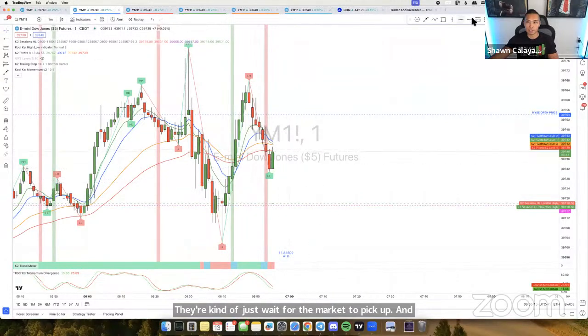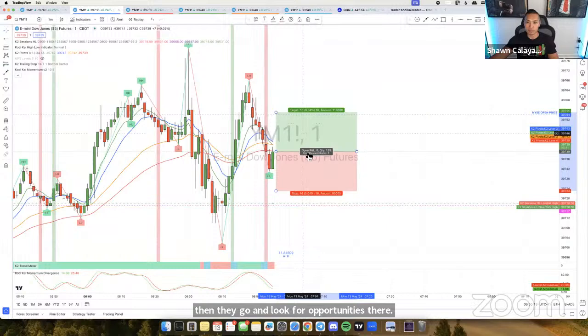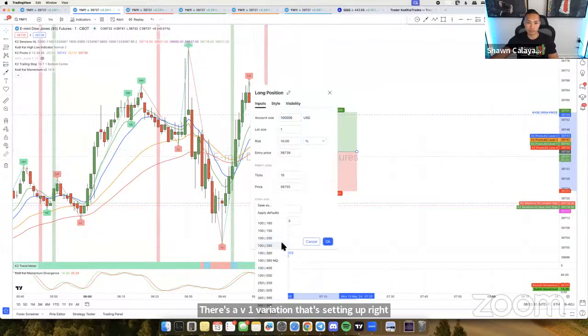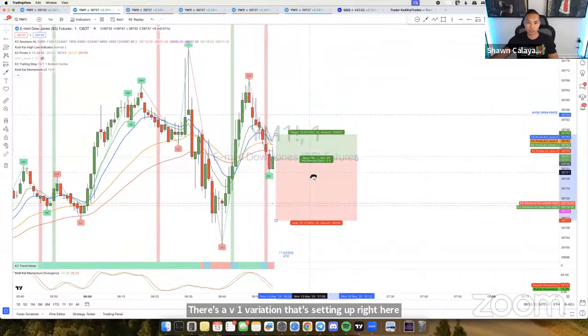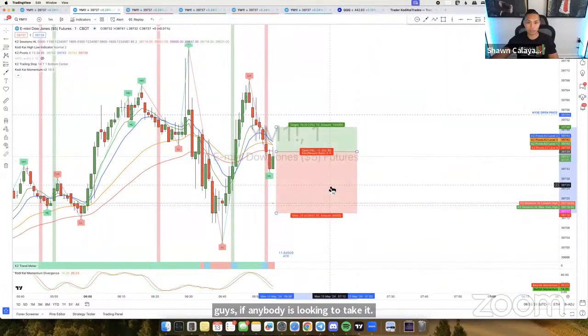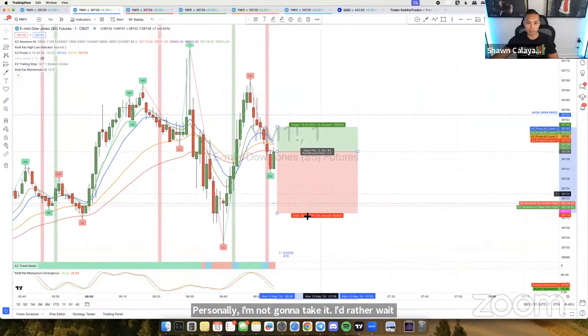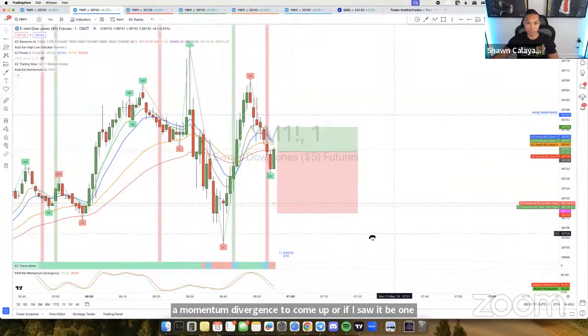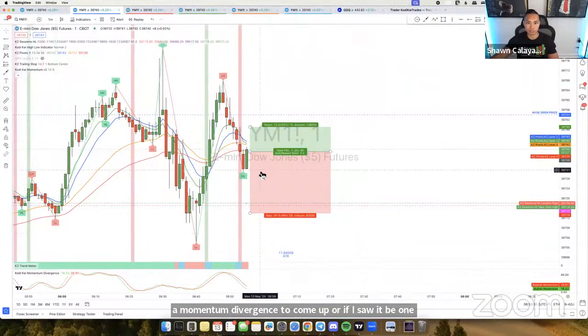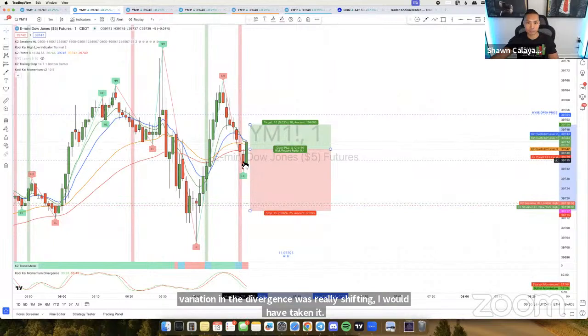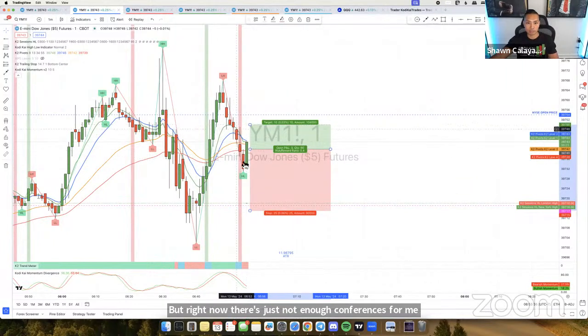There's a V1 variation that's setting up right here, guys, if anybody is looking to take it. Personally, I'm not going to take it. I'd rather wait for a momentum divergence to come up. Or if I saw a V1 variation and the divergence was already shifting, I would have taken it. But right now, there's just not enough confluences for me to want to take this trade here. So you can see the trend here is bullish. You have a double body rejection right there.